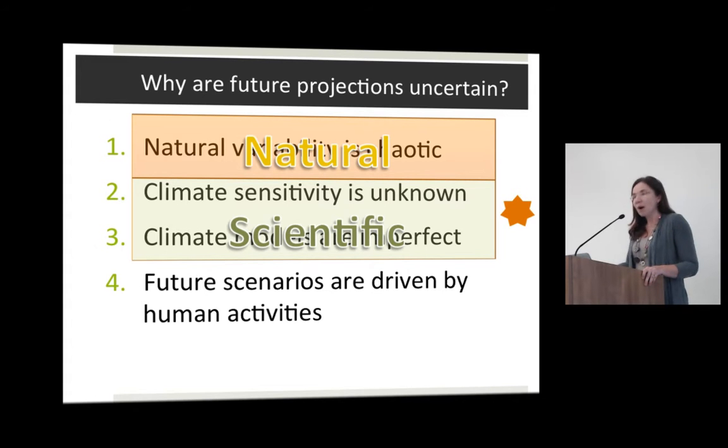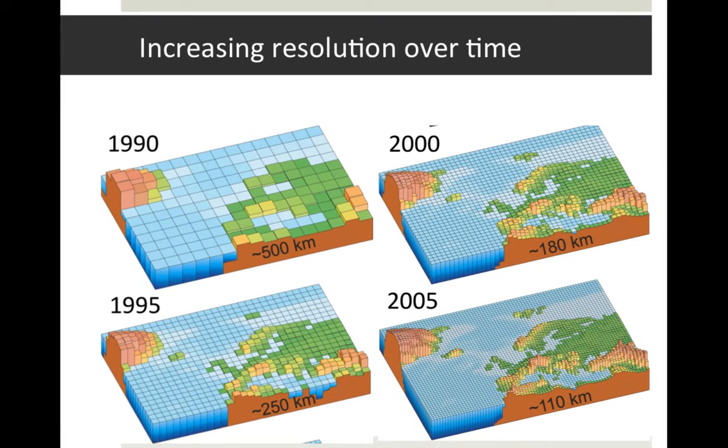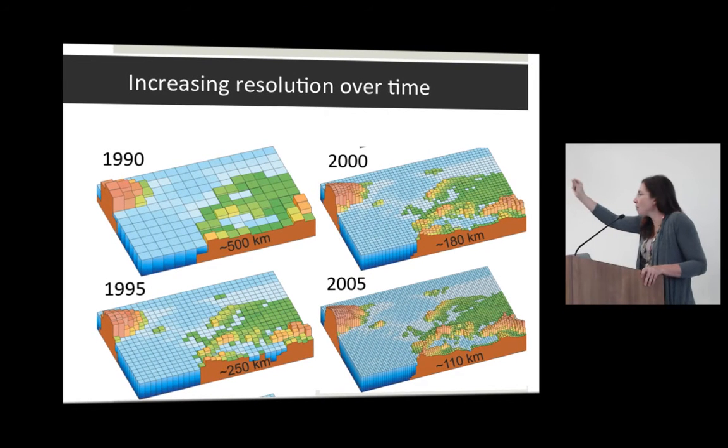Issue number 3, models aren't perfect. One of the reasons models aren't perfect is because of their resolution. You can see they're getting a lot better over time, but they still have a long way to go. Imagine how hard it is to model something like precipitation. What scale does precipitation occur at? Millimeters or even less. Imagine modeling a physical process like precipitation over 100-mile grids. That is what they call a wicked problem.